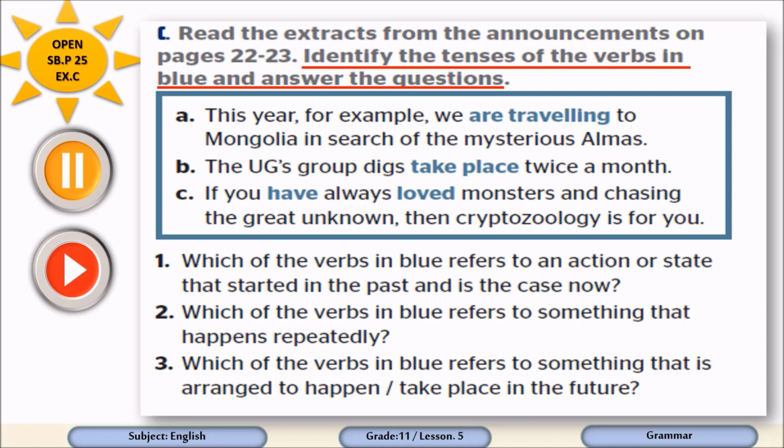1. Which of the verbs in blue refers to an action or state that started in the past and is the case now? Excellent. C. Number 2. Which of the verbs in blue refers to something that happens repeatedly? B. Very good. Number 3. Which of the verbs in blue refers to something that's arranged to happen or take place in the future? Excellent. That's A. Good job.